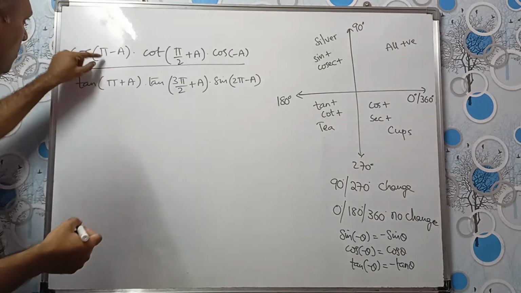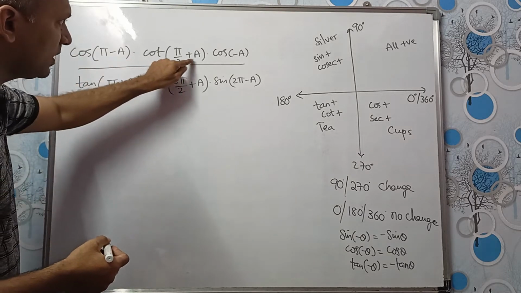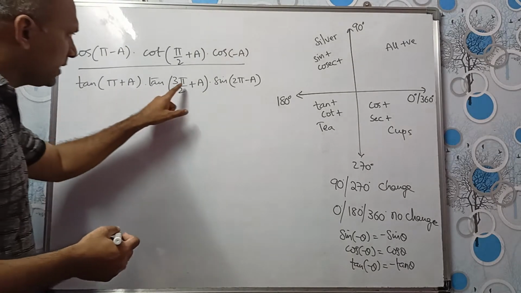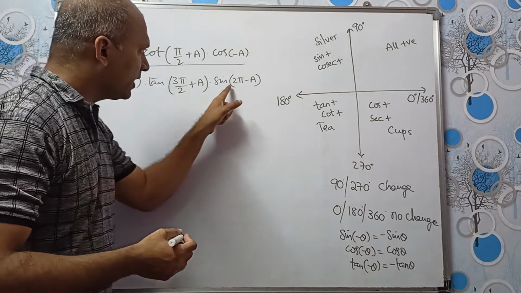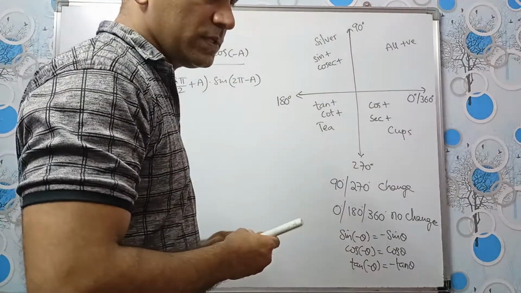Cos(pi minus a) multiplied by cot(pi by 2 plus a) cos(minus a) divided by tan(pi plus a) tan(3 pi by 2 plus a) sin(2 pi minus a). And we have studied this in the previous videos, right?